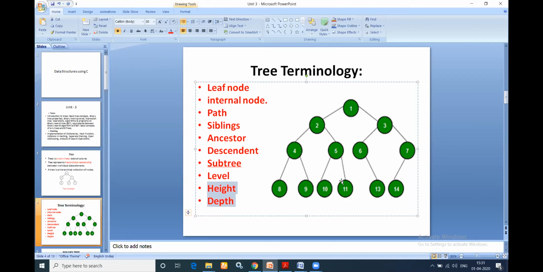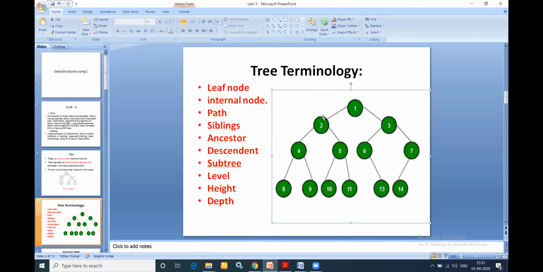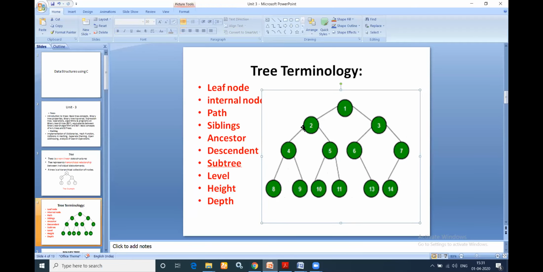Okay, when you take node 2, I'm going to calculate the height based upon the deepest node. How many edges do I have to go through to reach the deepest node? So 1, this is 1, 2. And how can I reach here? Here also the same thing, 1, 2. This is the height of the root, the height of the node to the particular node.